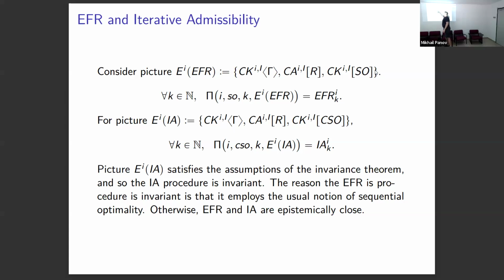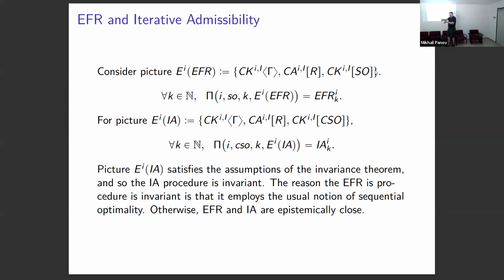And here is how it manifests. Extensive form rationalizability: common knowledge of the game, common assumption of rationality, and common knowledge of sequential optimality. And this thing is not invariant. Iterated admissibility: common knowledge of the game, common assumption of rationality, and now the only small change, instead of sequential optimality, you have cautious sequential optimality. This one is guaranteed to be invariant.